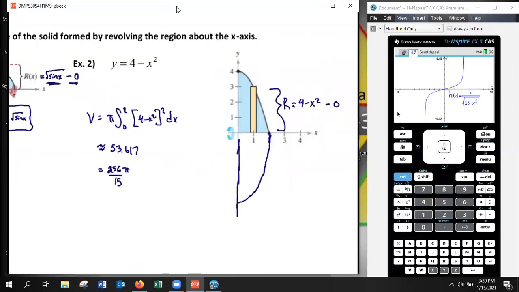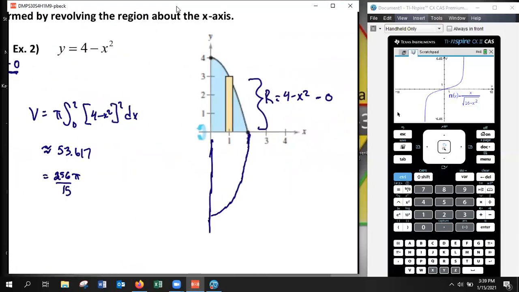Problem number two, we can see this is revolved around the x-axis still. So we draw a representative rectangle. Upper function is 4 minus x squared. Lower function means what's the axis, which is 0. So that's my radius. And I just did this one in the calculator: pi times the integral from 0 to 2. And the reason why we're going from 0 to 2 is because that's our bounded region.